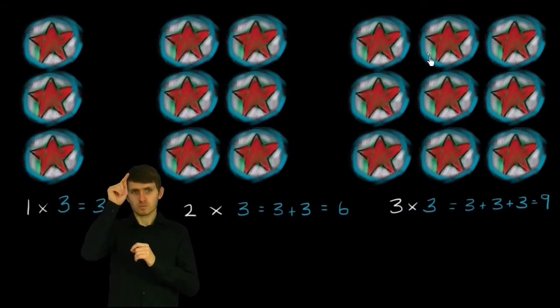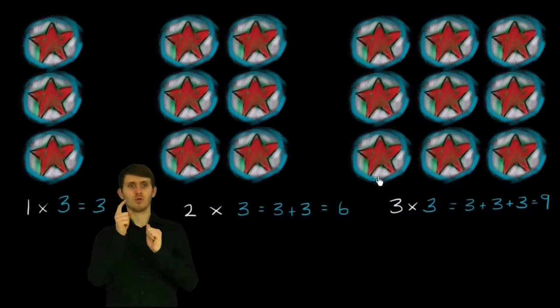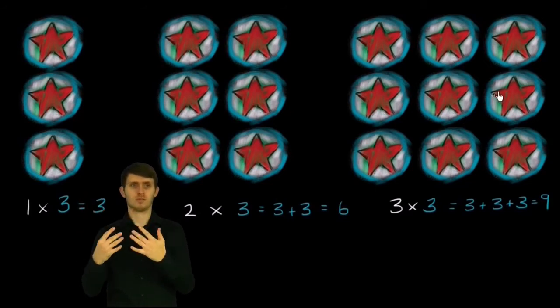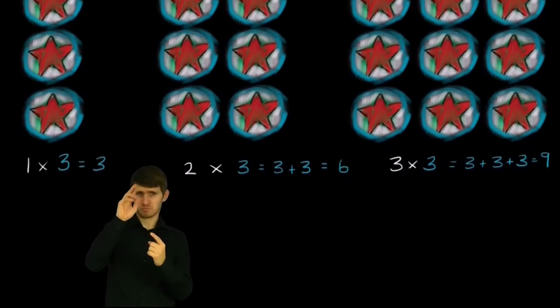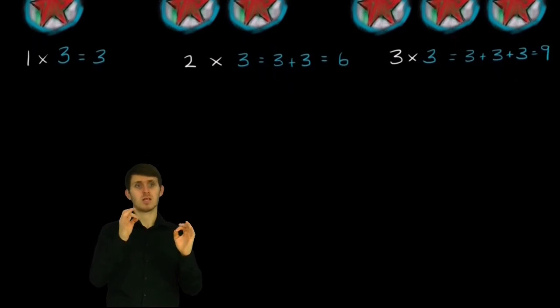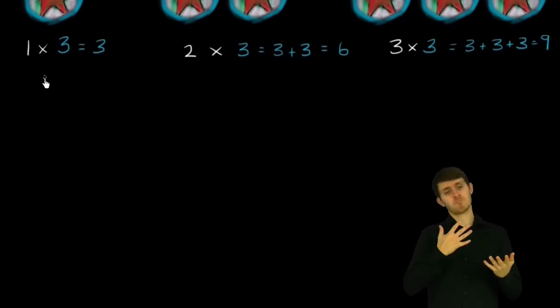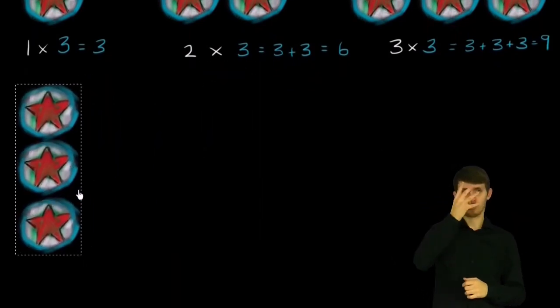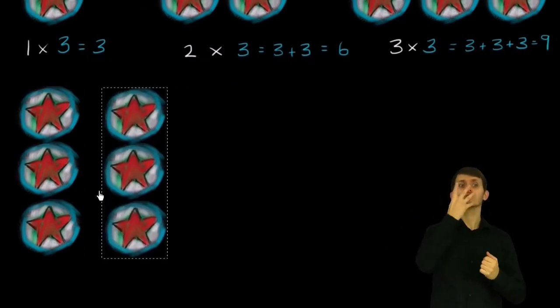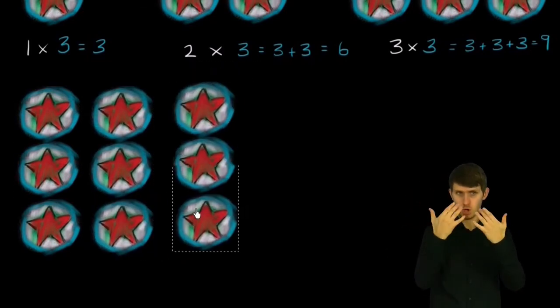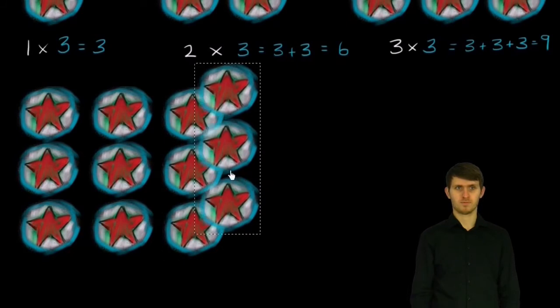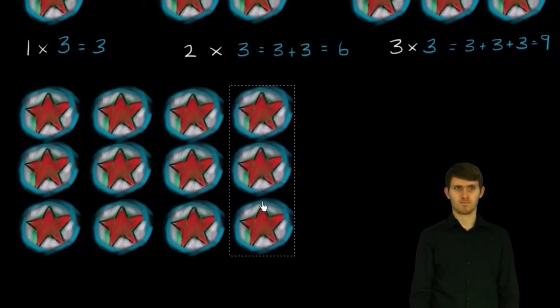One, two, three, four, five, six, seven, eight, nine. Or you could just count by threes. Three, six, nine. And I think you see where this is going. Let's keep incrementing it. Let's get four groups of three. So let's think about what four times three is. One, two, three, and four. This right over here is four groups of three.